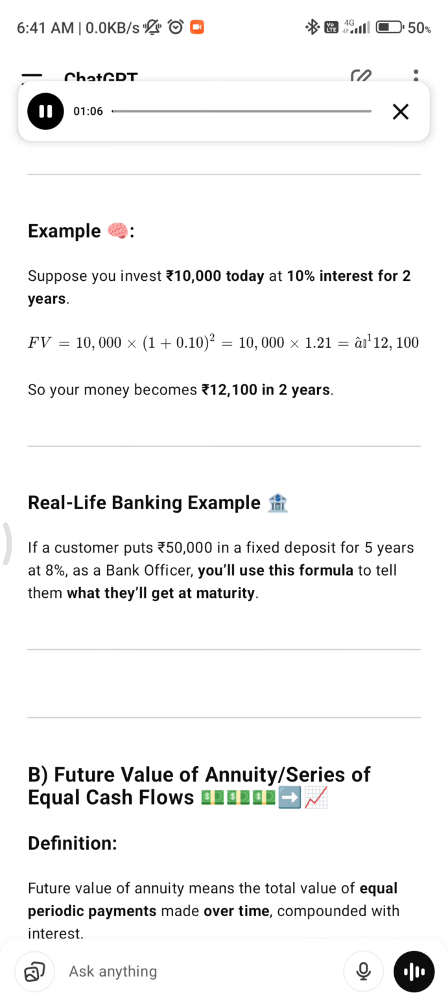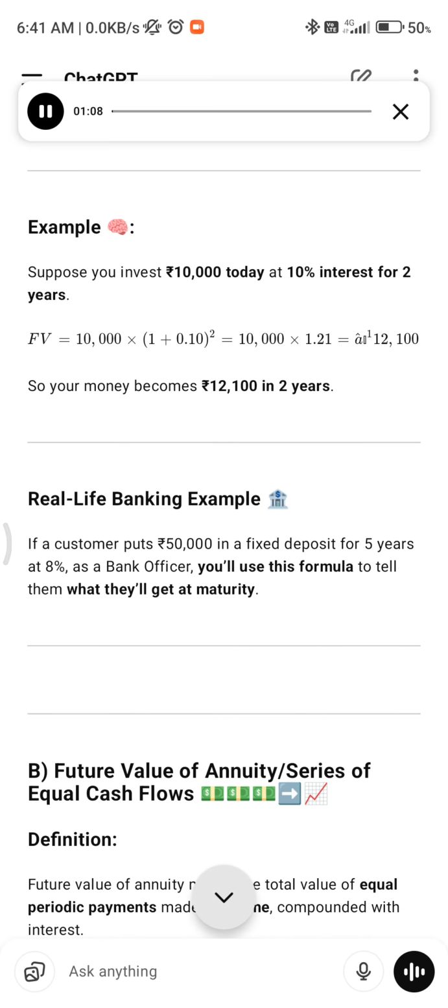Short example. Suppose you invest $10,000 today at 10% interest for 2 years. FV equals 10,000 times (1 + 0.10)^2 equals 10,000 times 1.21 equals 12,100. So your money becomes 12,100 in 2 years. And a real-life banking example. If a customer puts $50,000 in a fixed deposit for 5 years at 8%, as a bank officer, you'll use this formula to tell them what they'll get at maturity.